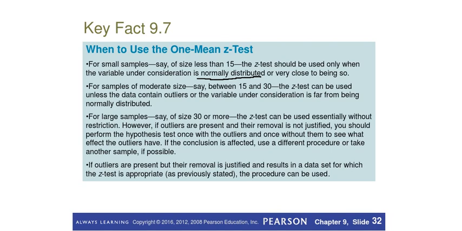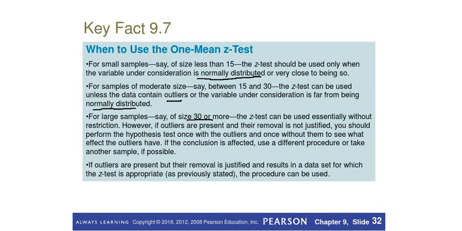For samples of moderate size, somewhere between 15 and 30, we can use the test unless the data contains outliers or is far from being normally distributed, right? If we have a distribution that is not normal, then we can't use this test. Now, if the sample size is 30 or more, that's considered a large sample. The z-test can essentially be used without too many restrictions here.